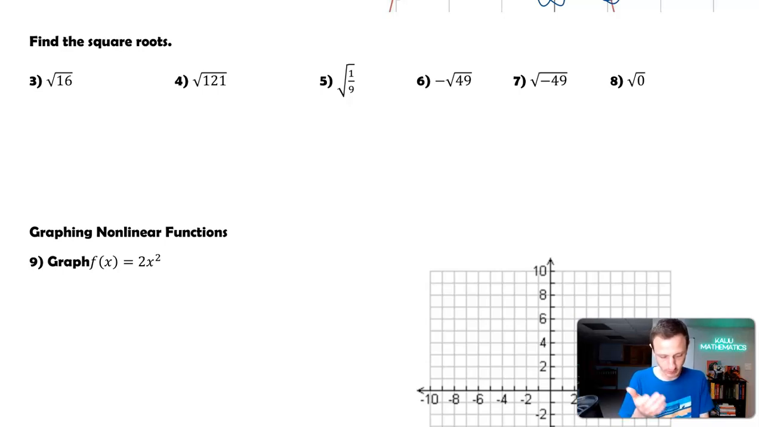So square roots are numbers times itself. That gets you back that number. So for example, like 3 times 3 is 9. So the square root of 9 is 3.